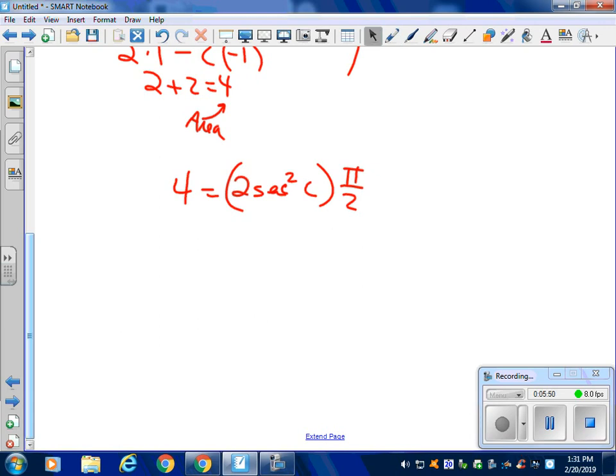Now to work this question, this is not factoring. This is solving. So wouldn't it be nice if those 2's canceled out? Okay.